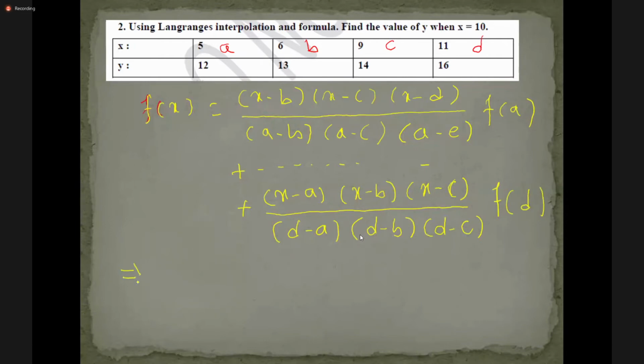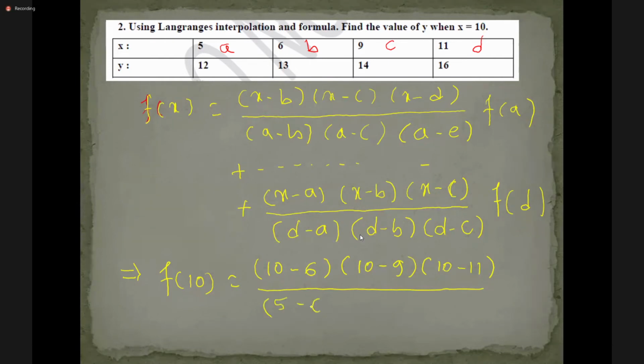The only step left is that we want f of 10. So we replace x by 10 everywhere, on the left hand side and the RHS also. It is 10 minus b, now 10 minus 6, then 10 minus 9, then 10 minus 11, divided by a minus b. Now a is 5, so it is 5 minus 6, then 5 minus 9 into 5 minus 11 into f of a, and f of a is 12 there. Similarly, you do the same on all the terms. I hope you are getting it, and you have to do this calculation on a calculator and you will get the answer.